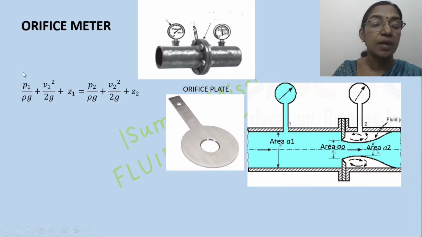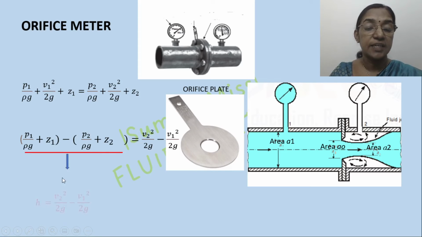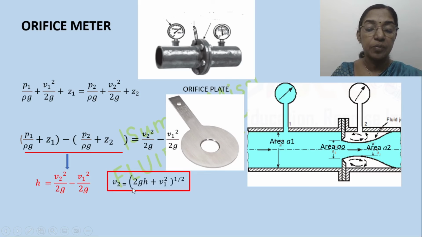Since the alignment is horizontal, we can eliminate Z1 and Z2, and we are not considering the losses taking place between sections 1 and 2. So this equation is now rewritten as P1 by rho g plus Z1 minus P2 by rho g plus Z2, that is equal to V2 square by 2g minus V1 square by 2g. The difference of piezometric head is indicated by H, that is equal to V2 square by 2g minus V1 square by 2g. So V2 can be expressed as V2 equal to (2gh plus V1 square) raised to half.